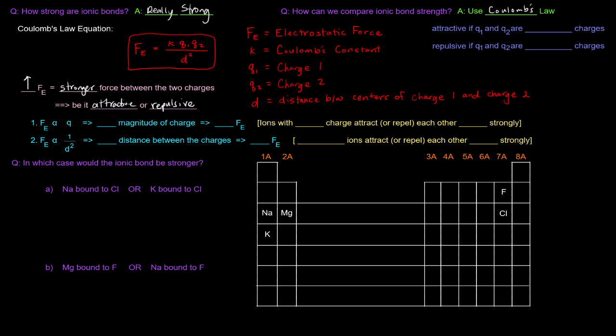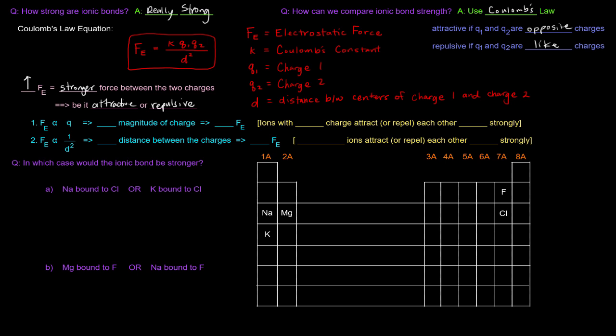Okay, so earlier I mentioned that opposite charges attract and like charges repel. So the electrostatic force will be an attractive force if Q1 and Q2 are opposite charges. And the electrostatic force will be repulsive if Q1 and Q2 are like charges. Okay. So what we really want to pay attention to is the Q's and this d value.